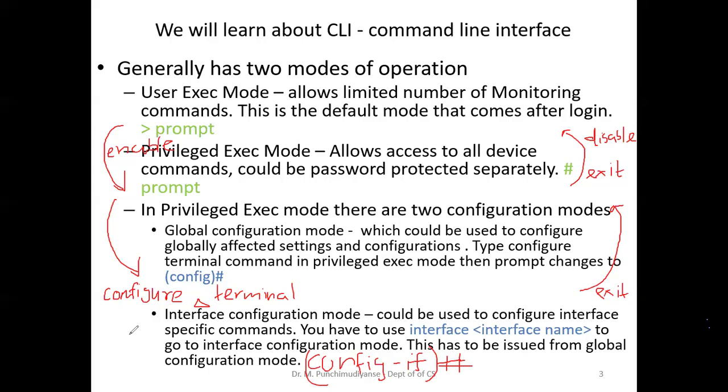So, if you want to go to the interface configuration mode, you have to use the command interface with the interface name, right? So it is already given. So to go back, you can use exit always. So this is the sort of modes that you need to know before we start configuring a switch. Okay, so let's move forward.